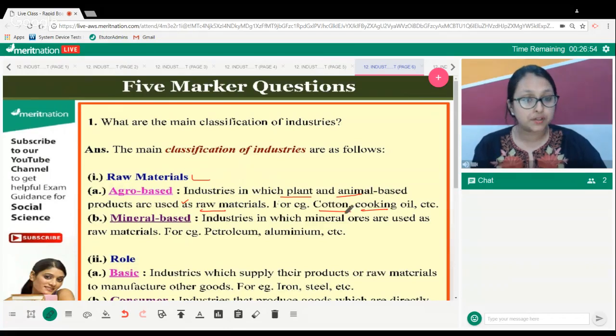And also your sugar industries. The output which comes is sugar, and the input which you are putting is the sugarcane plant, which makes it an agro-based industry. Okay. Second comes your mineral-based industries, in which mineral ores are used as raw materials, for example petroleum, aluminum, coal. These are all mineral-based industries, in which mineral ores are used as raw materials.